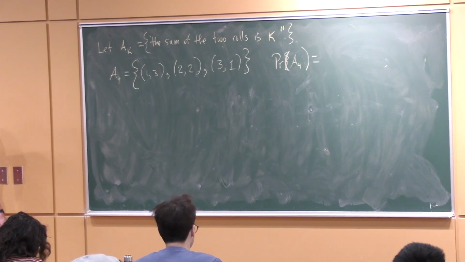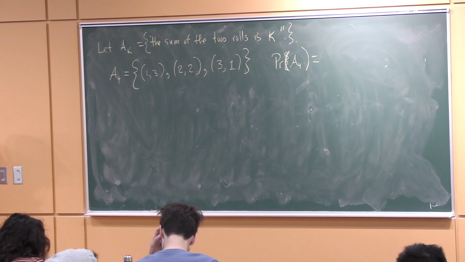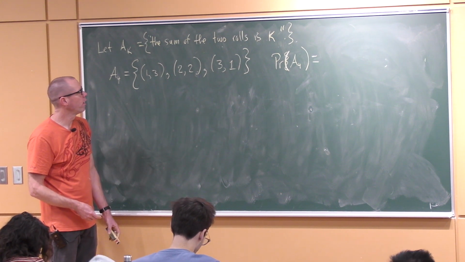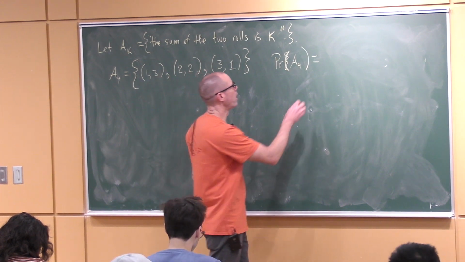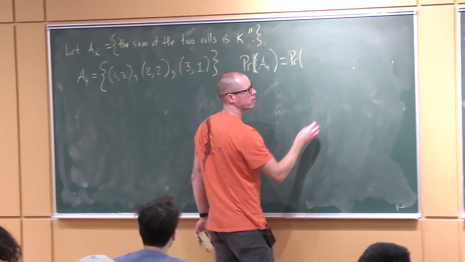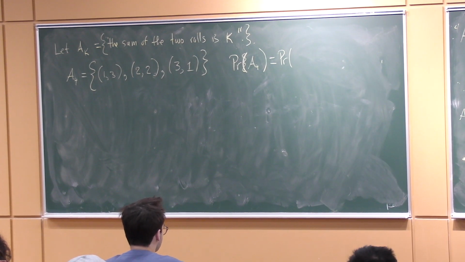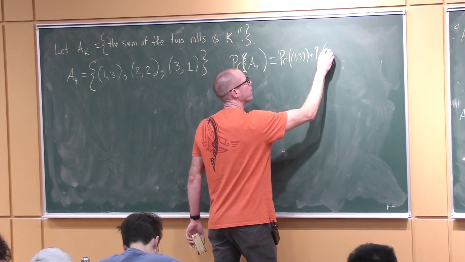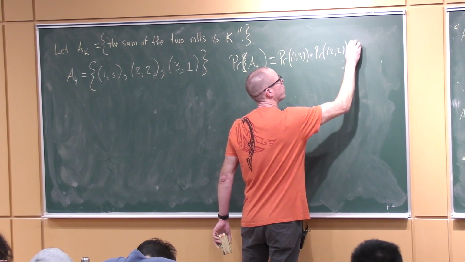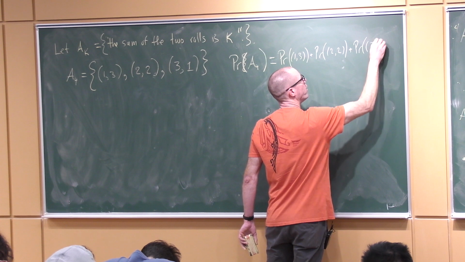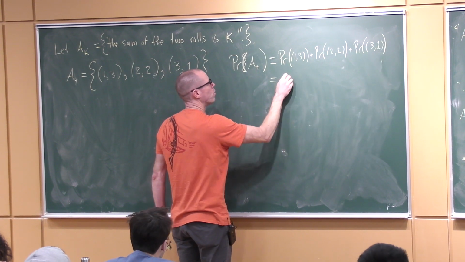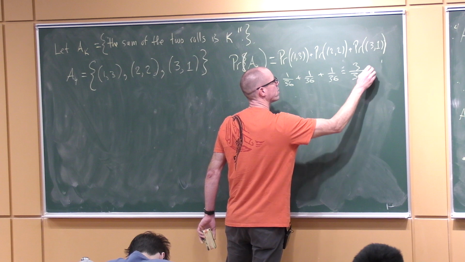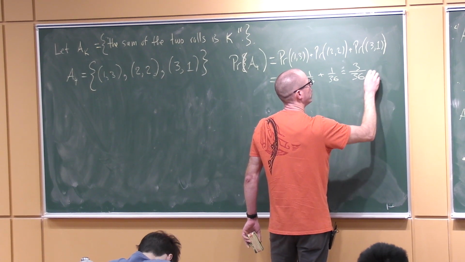So the probability of A4, which we can interpret as, if I roll a die twice, what's the probability that the sum of those 2 rolls is a 4? Well, we can apply this definition. The probability is the sum of these individual outcomes: the probability of (1,3) plus the probability of (2,2) plus the probability of (3,1) is 1 over 36 plus 1 over 36 plus 1 over 36, which is 3 over 36, which is 1 over 12.